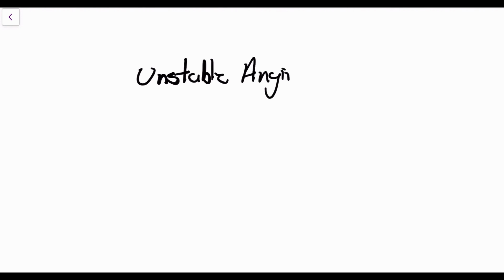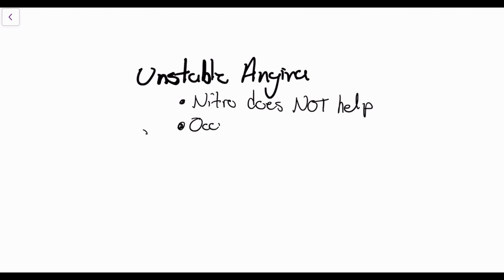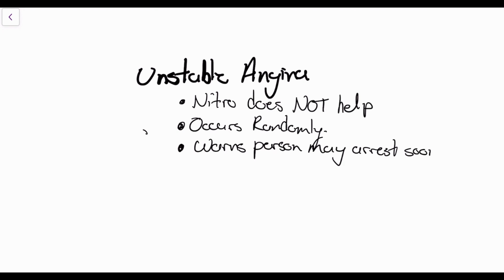Now we can discuss unstable angina. This typically develops due to the increase of plaque growth or the rupture of a fibrous cap without completely occluding the blood vessel. The most important thing to remember is that nitroglycerin will not work on a patient with unstable angina. It can occur randomly.